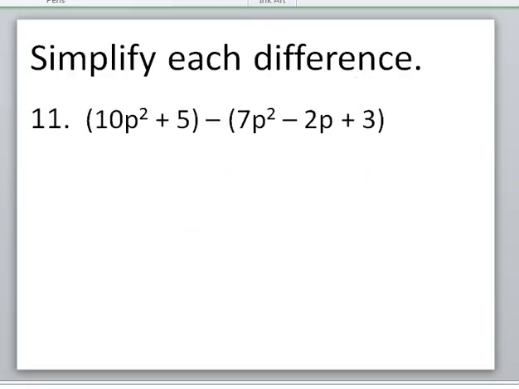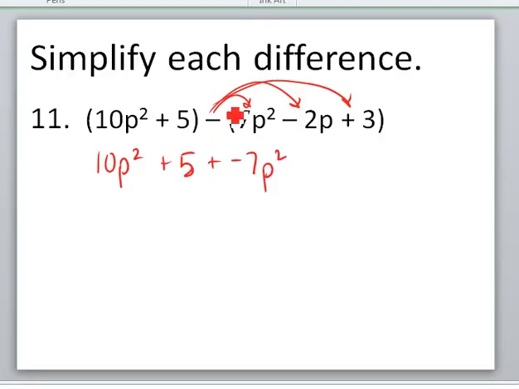Last problem. Again, distributing a negative through, subtracting each one. So I've got a 10p to the second plus 5. I have a negative 7p squared. It was positive 7, now it's negative. I have a negative times a negative, which makes a positive 2. And I have a negative times a positive, which is a negative 3. So it was positive, now it's negative. It was negative, now it's positive. It was positive, now it's negative. All you're really doing is changing each of the signs when you're distributing the negative through.